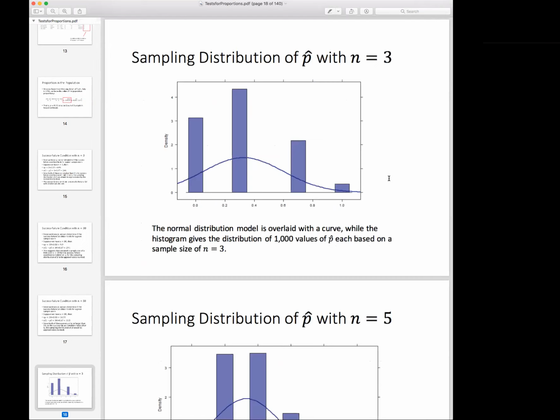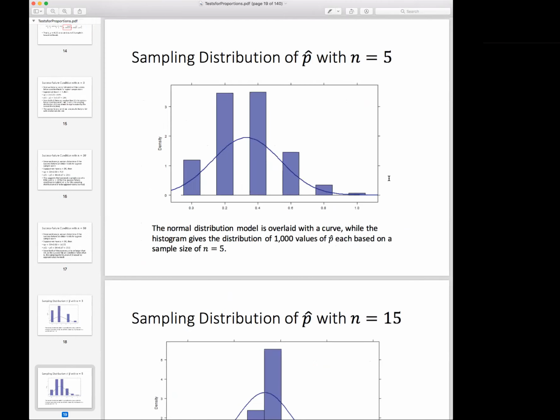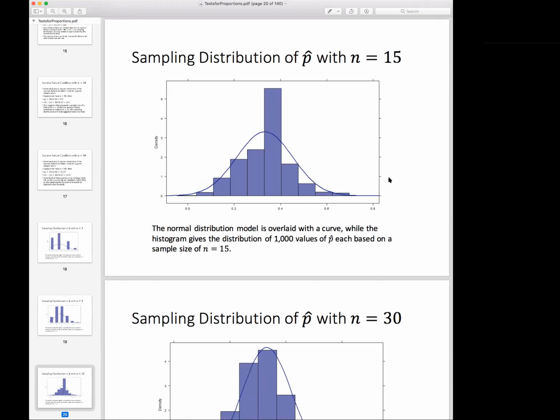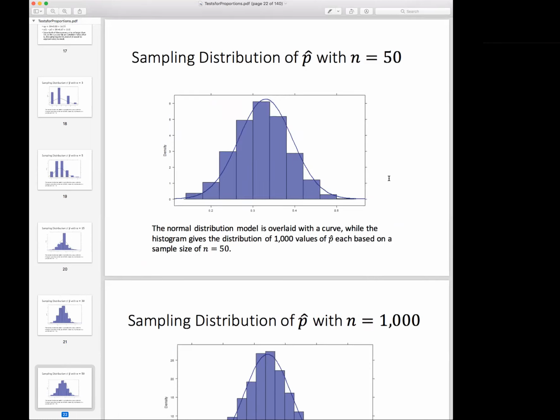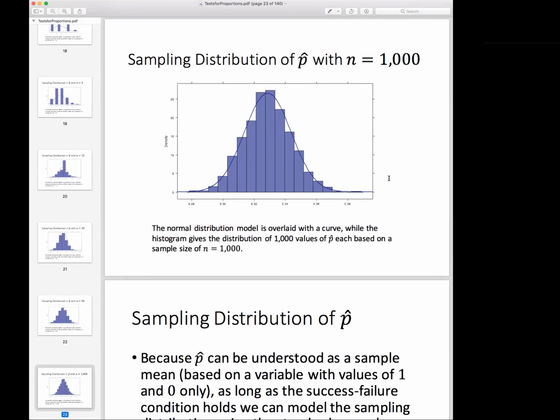So now that you've satisfied your success-failure condition, you can actually use a normal distribution model for the sample proportion. You can use the sample parameter to model the population parameter using a normal distribution model. Here's an example of that: we can see as we're increasing the sample size, the normal distribution model is becoming more and more normal.